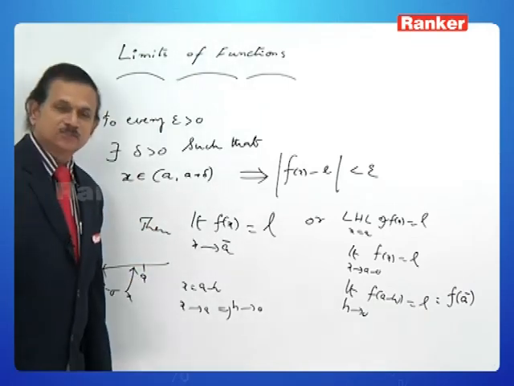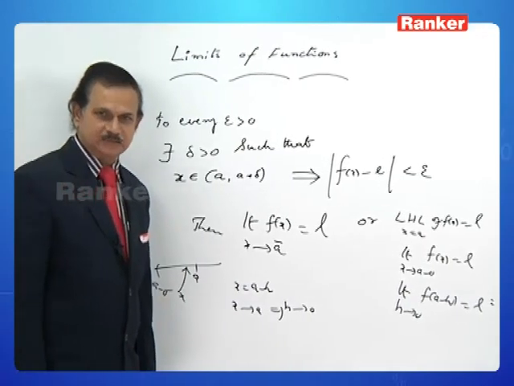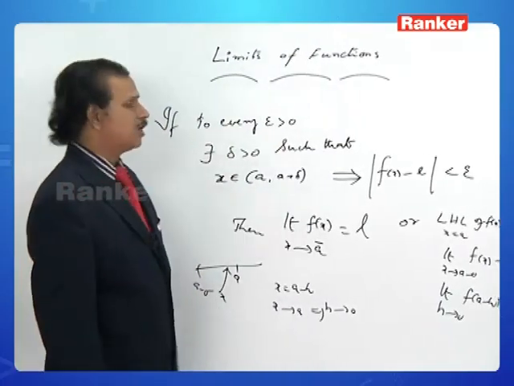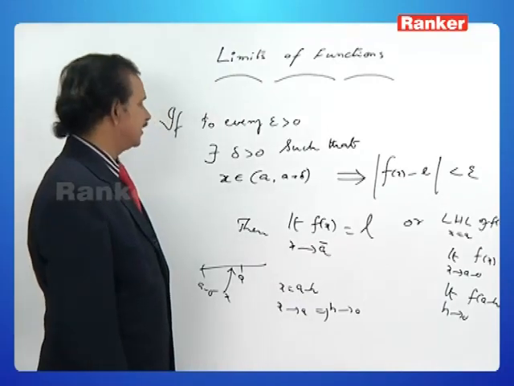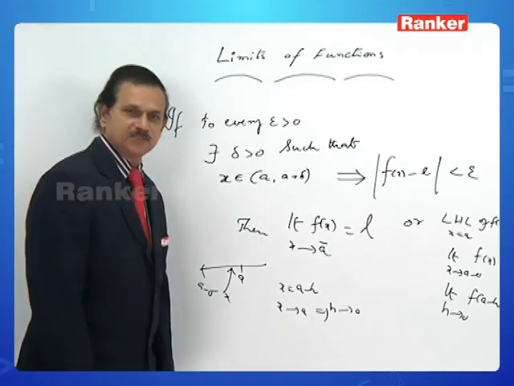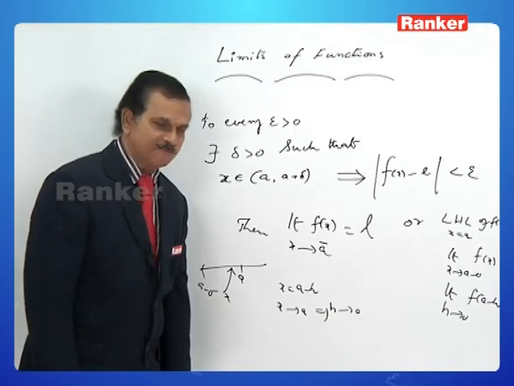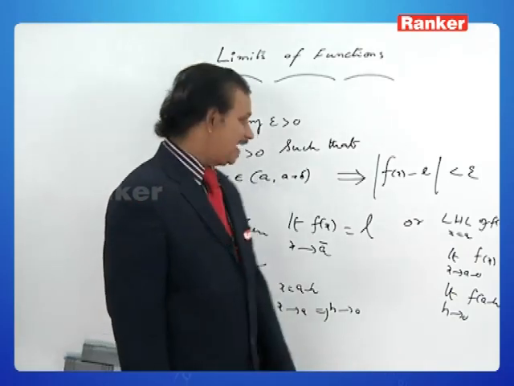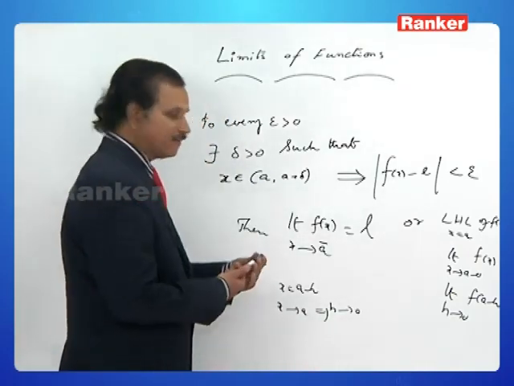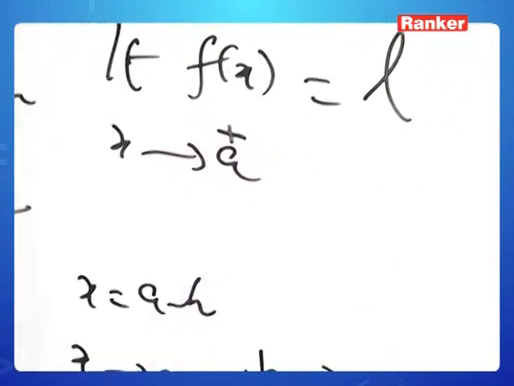Please notice what kinds of changes I have made here in this lengthiest sentence. If to every epsilon greater than 0, there exists delta greater than 0 such that x belongs to the open interval a to a plus delta, that is the right neighborhood of a, implies mod f of x minus L less than epsilon, then we say that the limit of f of x as x tends to a from right.